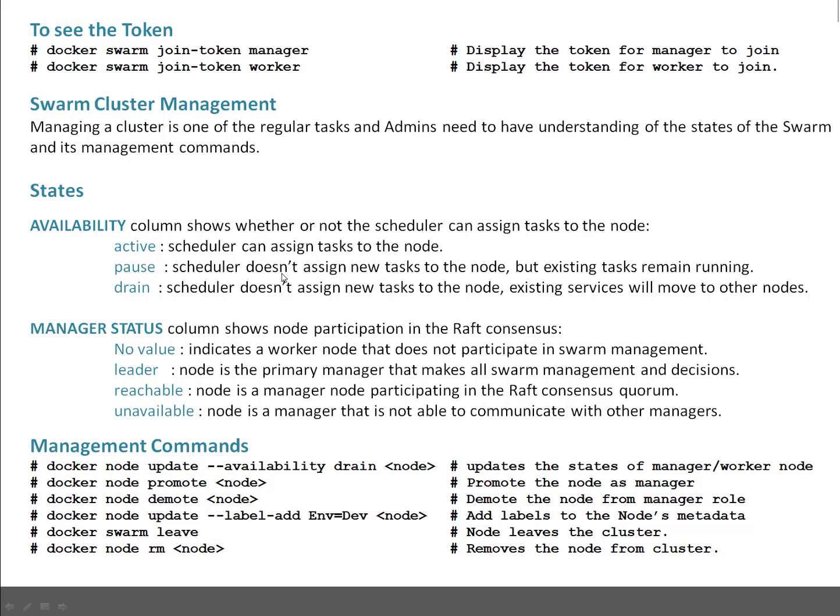So the possible states are Active. Active means the scheduler can assign tasks to the node. Another state is Pause. Pause means the scheduler doesn't assign any new tasks to the node, but whatever existing tasks are running on that particular node, they will stay running.